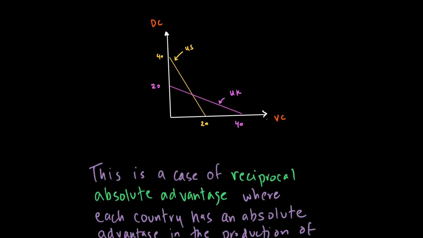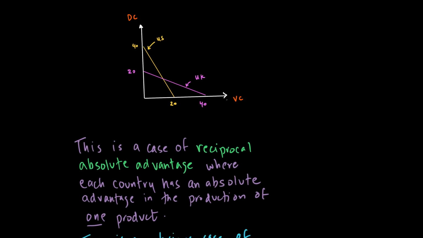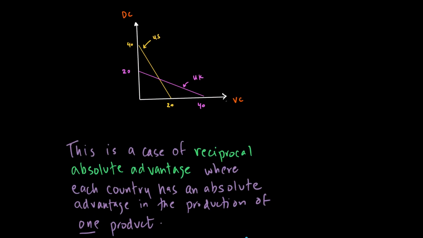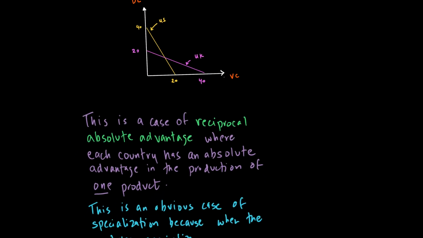Now this is what we call a case of reciprocal absolute advantage, where each country has an absolute advantage in the production of one product. So the UK has it in vacuum cleaners and the US has it in digital cameras, and this is what we call an obvious case of specialization.